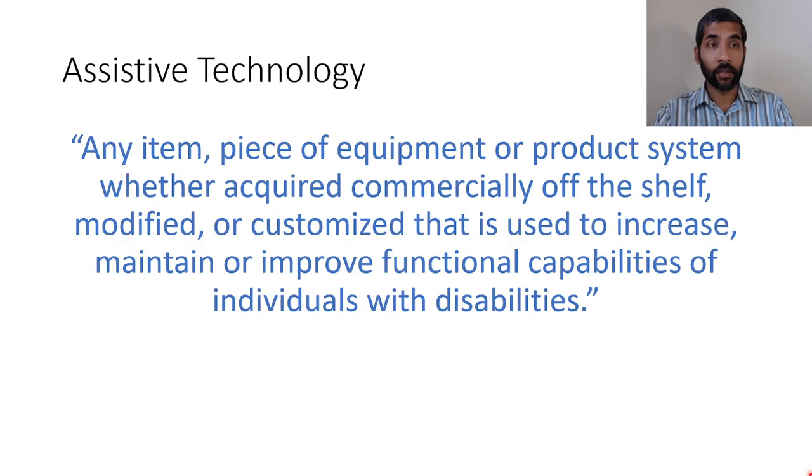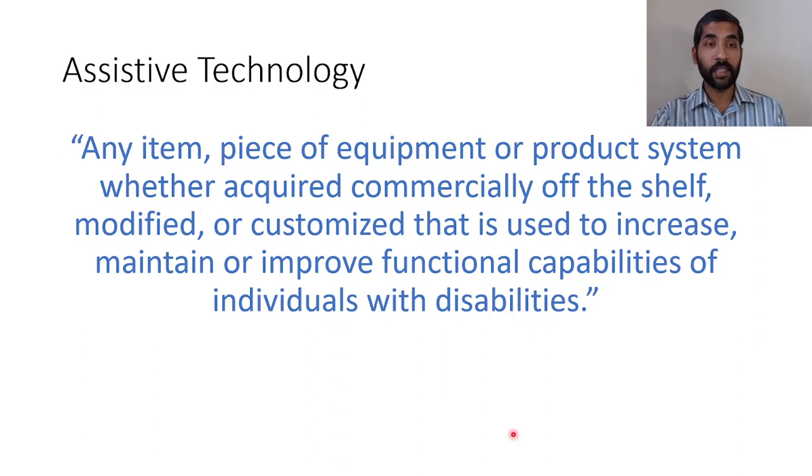So, let's carry on. What is assistive technology then? One definition which I have put on the slide here is any item, piece of equipment, or product system, whether acquired commercially off the shelf, modified, or customized, that is used to increase, maintain, or improve functional capabilities of individuals with disabilities. So that's what assistive technology is.